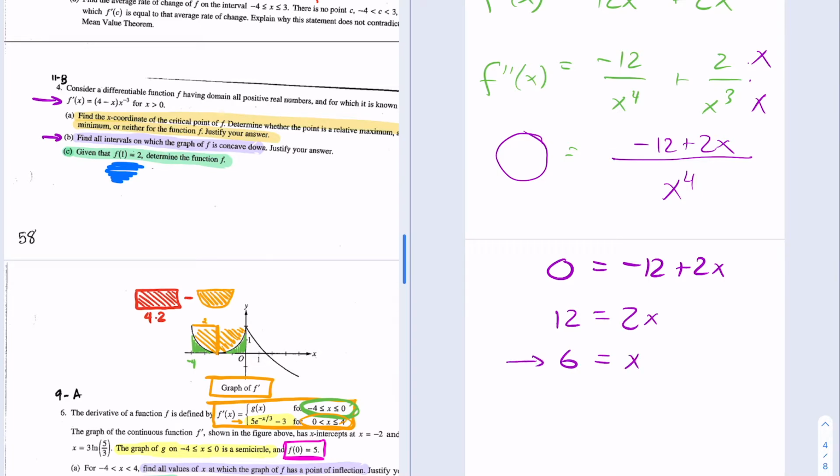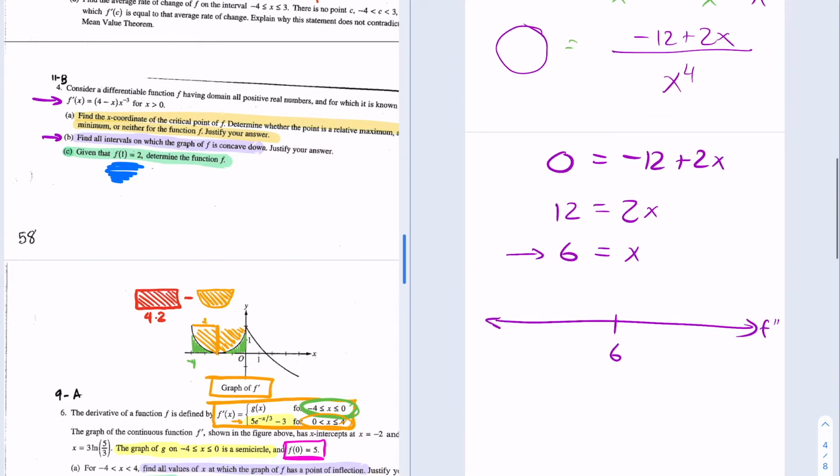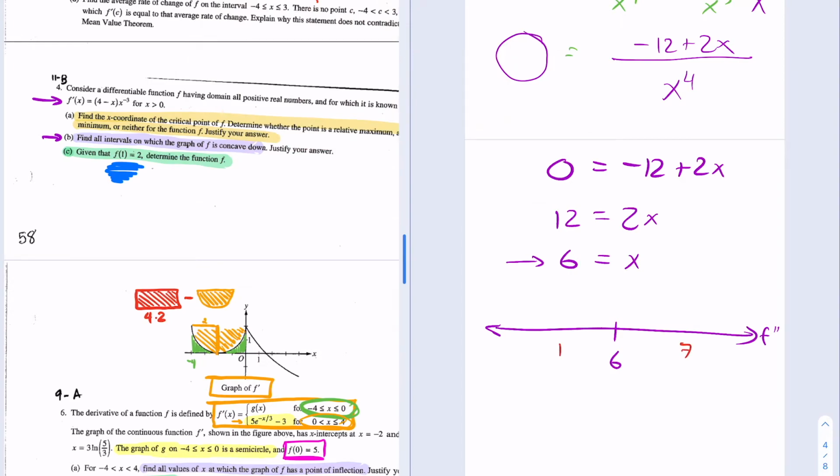Now, that's not enough to show that that is the point of inflection or where it's going to be concave up or down. We actually have to check. So here we go. This is for our second derivative. We know that at 6, the second derivative is 0. We call that a PIP, possible inflection point. You don't want to call it a critical value because that's different. So you test it.